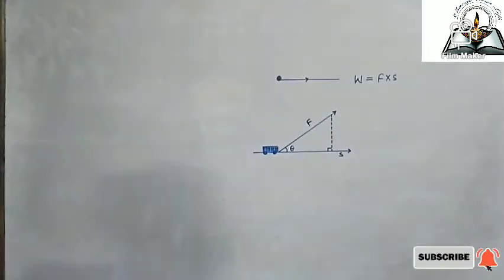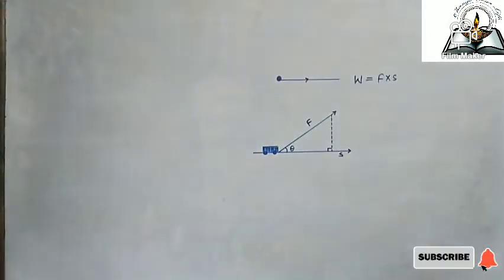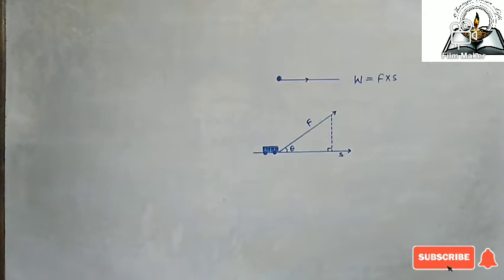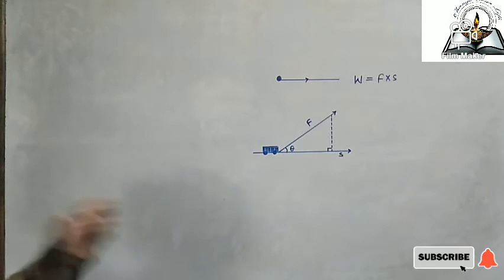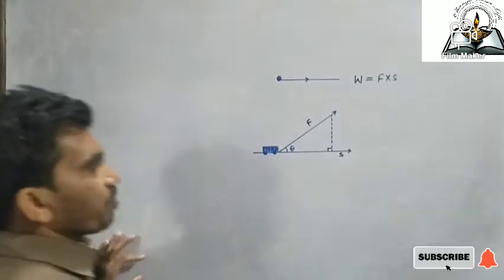Now we have to see the relation when the force is applied on the object and displacement takes place in a different direction. Then we call it the work done by the force acting obliquely. So let's consider m is the mass of the object and F is the force applied on the object. Then the displacement takes place in a respective direction, that is, the displacement is s.